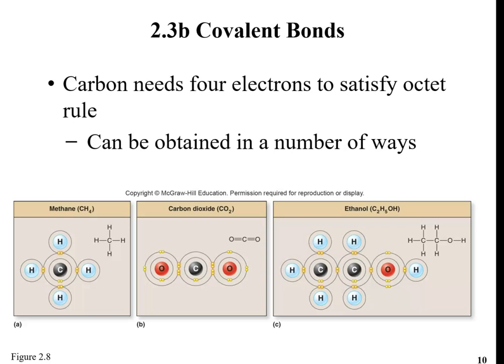All right, so covalent bonds. This is where that octet rule really comes into play. Carbon normally just has 4 electrons in its valence shell, so it wants to bond with other atoms in order to add more electrons to its valence shell to satisfy the octet rule. It can be obtained in a number of ways. So I'm going to go kind of into detail on each one of these images here.